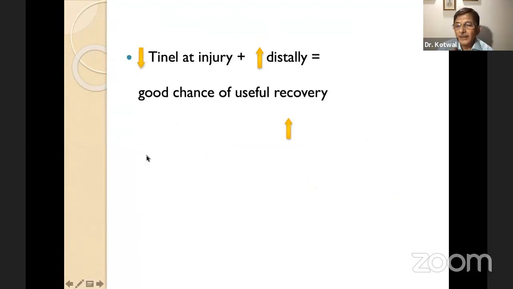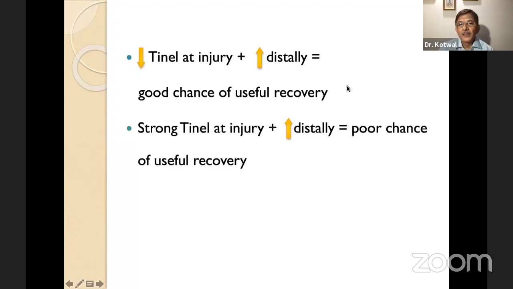As time progresses and you are seeing the progression of the nerve recovery, then you test it. So the Tinel sign, if it is less at the time of injury and increasing distally, that means there is a good chance of useful recovery. That means the nerve is regenerating and progressing distally.